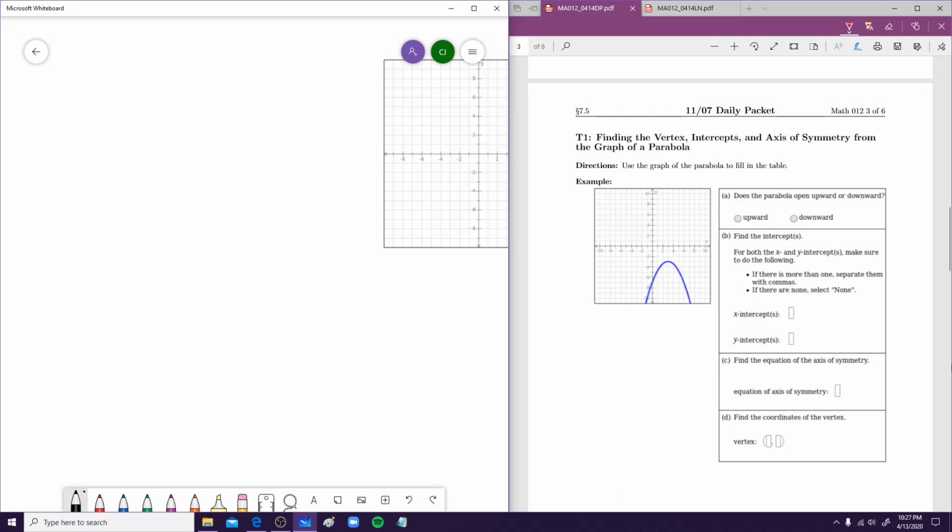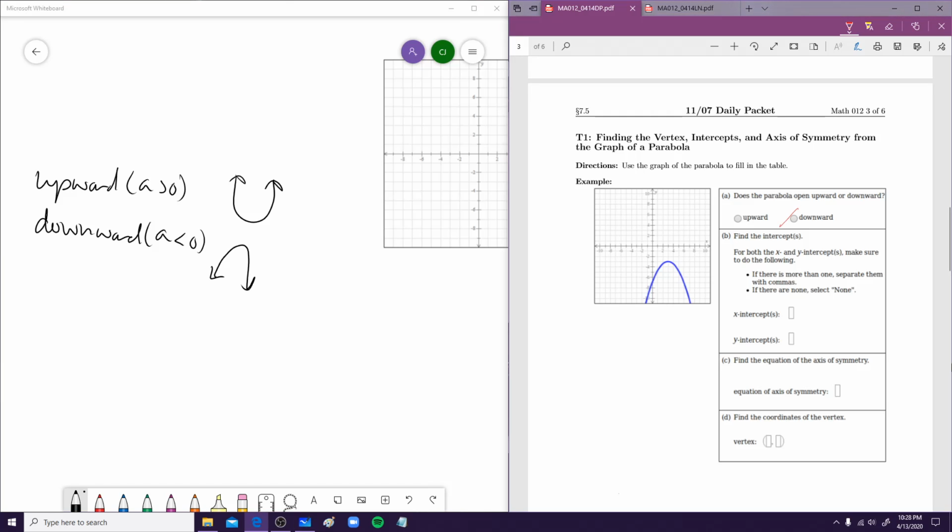The first part of the question says, does the parabola open upward or downward? So what is upward? Upward is when A is greater than 0. That's just a concept. It opens up like a cup. And then what is downward? Downward is when A is less than 0, and it goes down like a frown. So looking at this graph, does it go up or does it go down? As you can see, it's going to go down. So this is downward.